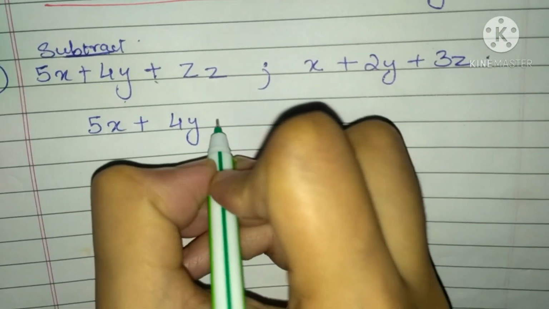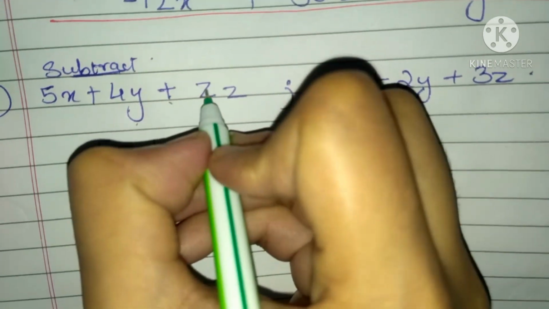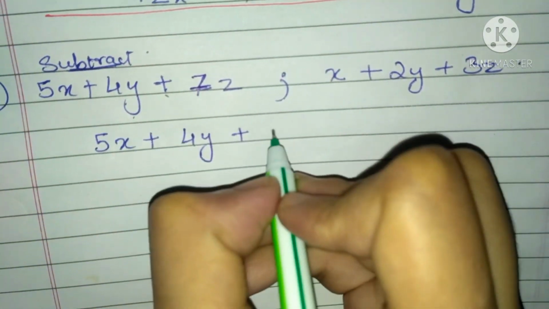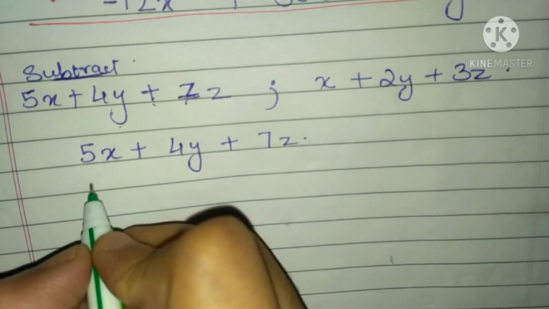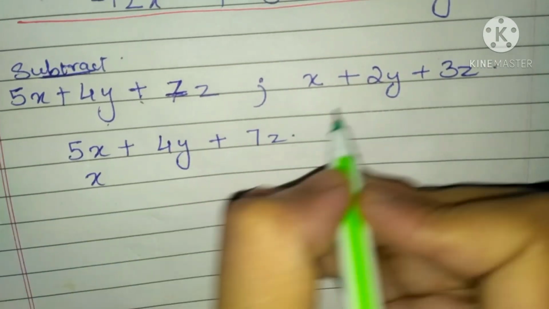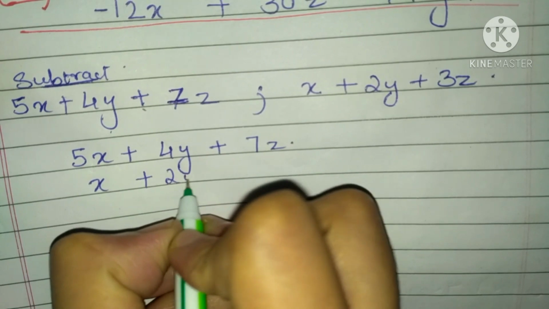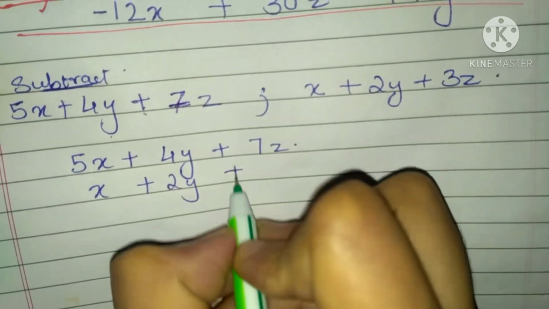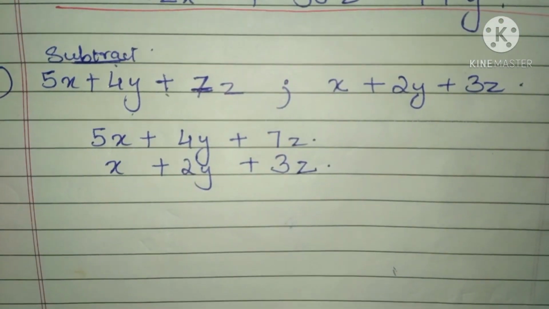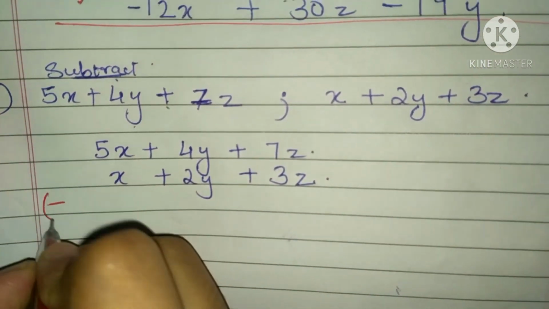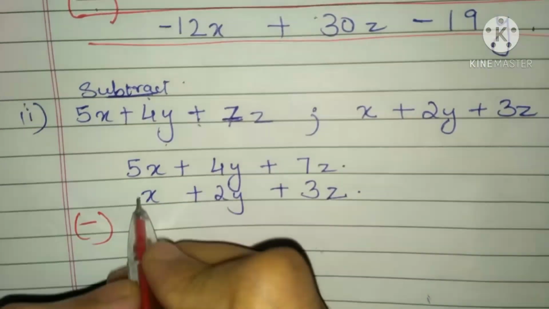5x plus 4y plus 7z, not zz, 7z, is the first expression, and the second expression is x plus 2y plus 3z. So place them according to their variables. Now we have to subtract.